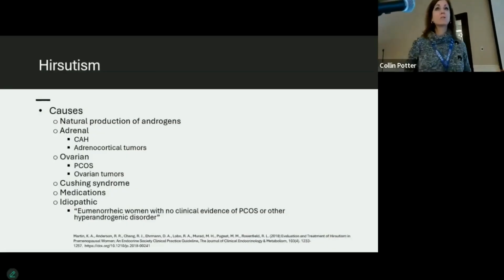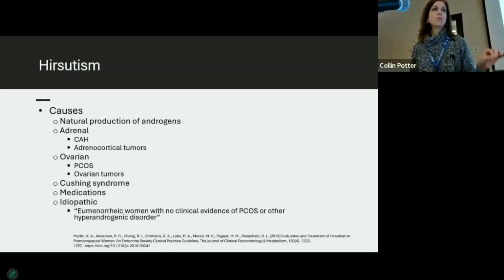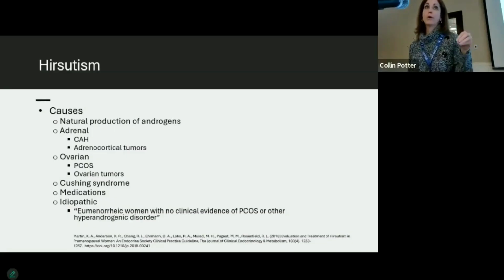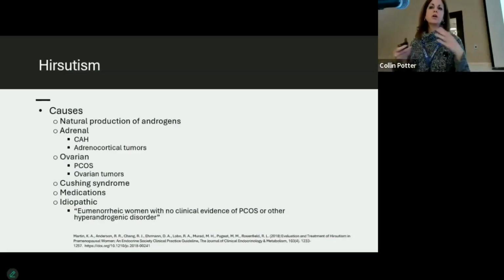Idiopathic, we do always have that in medicine, right? But what does idiopathic in this category mean? Patients with normal menses and no clinical evidence of PCOS or other hyperandrogenic disorder. So that's what idiopathic is, because you really have gone through that whole list and ruled those things out. Now it's kind of confusing, because you have to be careful what you say with your words. If you say idiopathic hyperandrogenism, that's where the patient does have elevated levels of androgen, but they have normal menses and normal ovarian morphology, so not PCOS. If you say idiopathic hirsutism, then everything is normal: regular menses, normal androgen, and no underlying disorder.